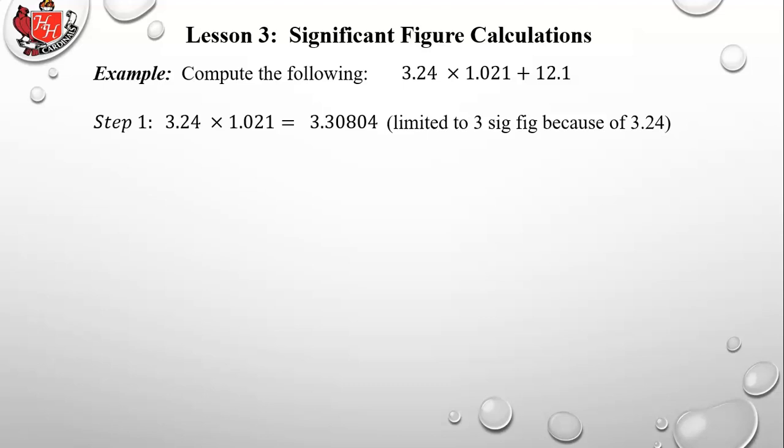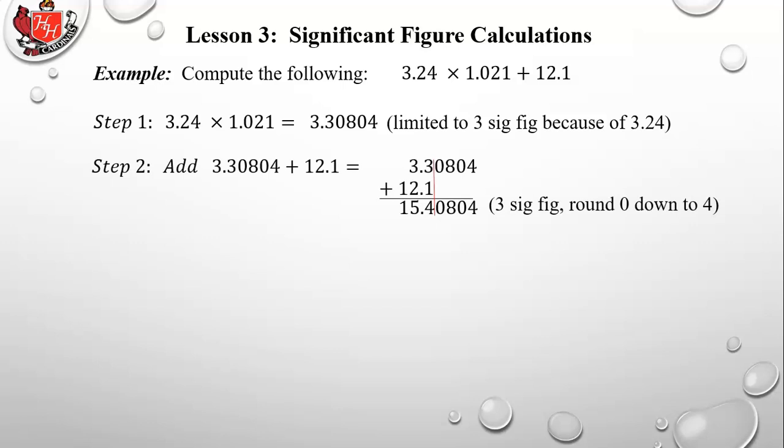3.30804. Now that's going to be limited to 3 significant figures, which in this case, if this was the end of the problem, would be limited to 3 significant figures because the 3.24 has only 3 significant figures. So we use the rule for multiplication here, but we still don't round the 3.30804 yet. We leave it like that.